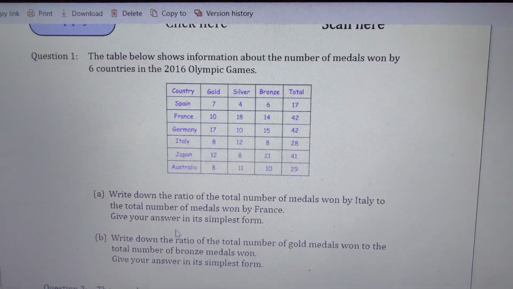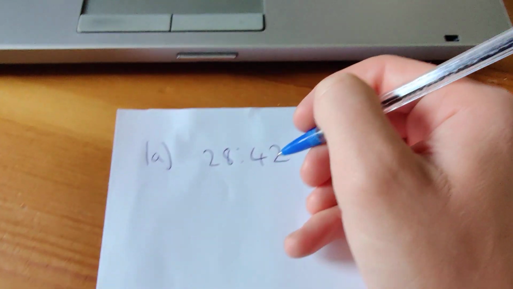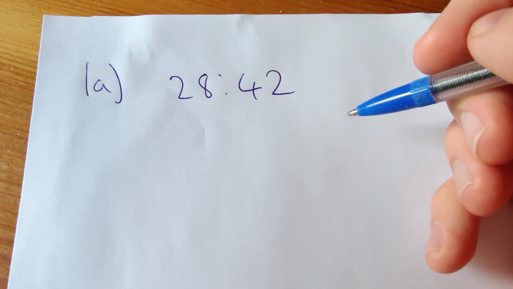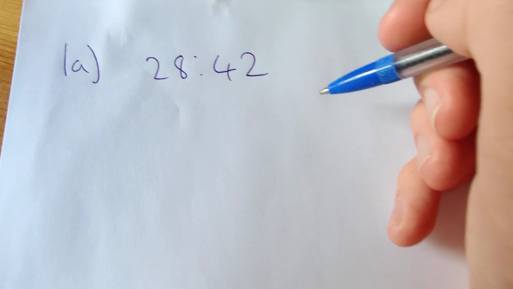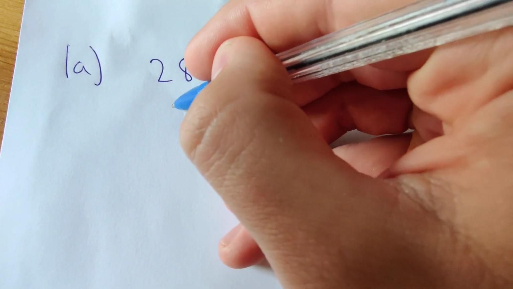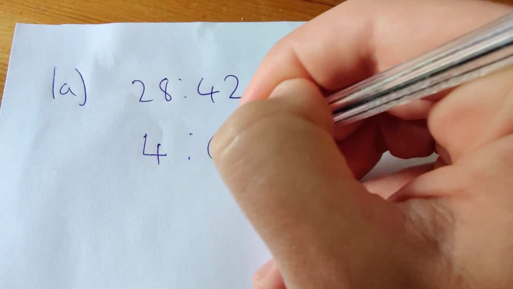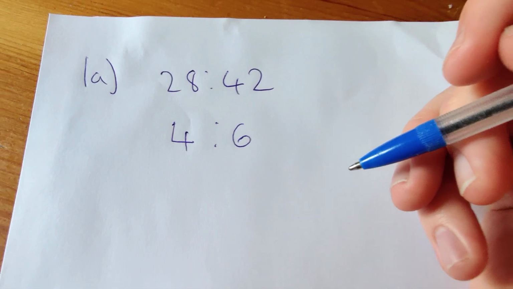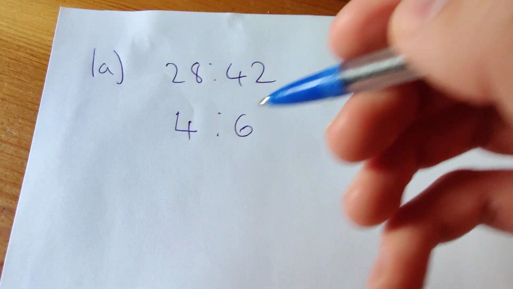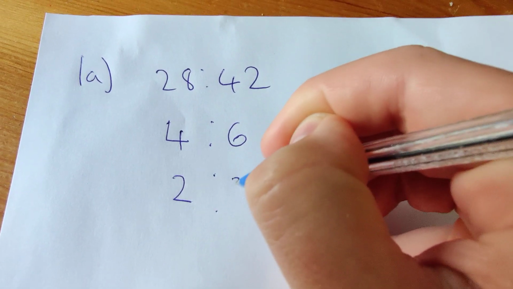However, the question does tell me to give my answer in its simplest form. Simplifying ratios is much like simplifying fractions. You can cancel down any common factor. I can look at both of those. I can see they've both got a common factor of 7. So I'm going to divide them both by 7 and make it 4 to 6. But much like cancelling common fractions, you need to make sure you keep doing it until they're in their simplest form. These two have still got a common factor of 2, so I can divide it by 2 to give me a ratio of 2 to 3.